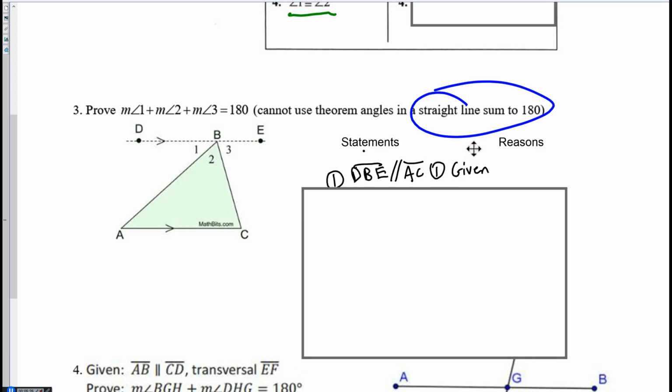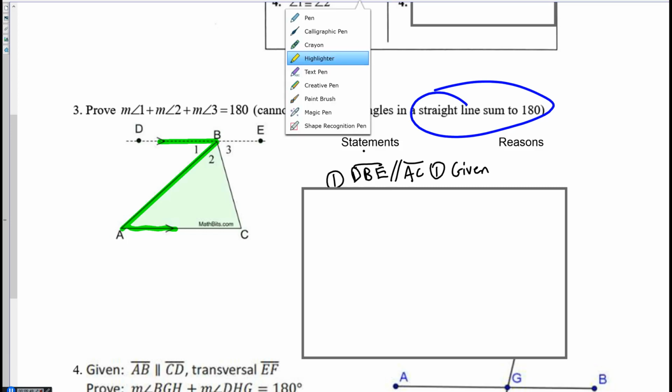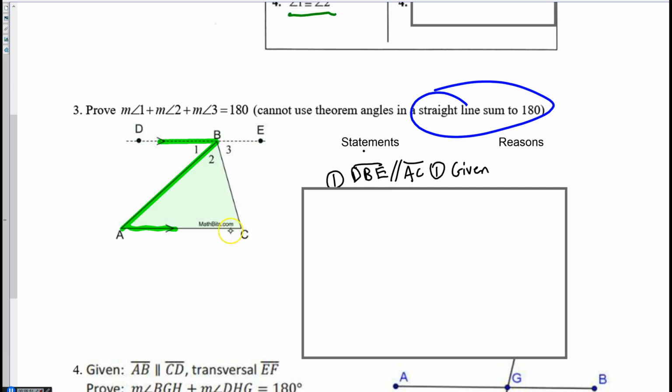And now I need to look at the picture. There needs to be some analysis here. So before I even start writing my proof, I'm hoping to look for maybe some alternate interior angles because I know I have parallel lines. So let's see what we could do here. If I look right along here, I can see this Z right here, and I notice I've got another Z right here.